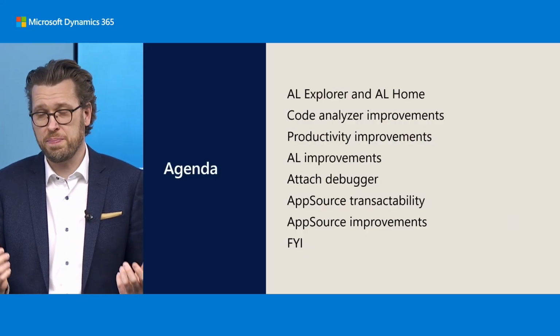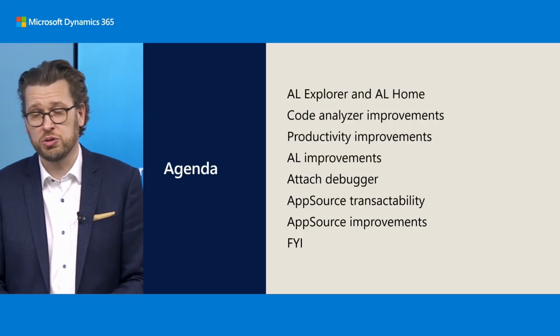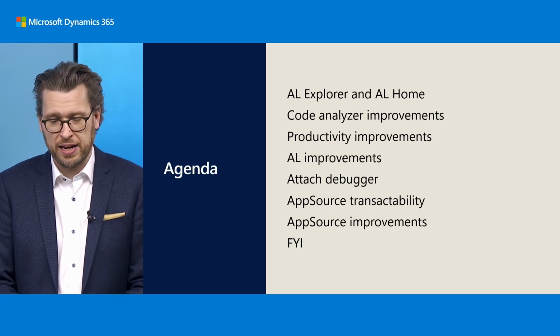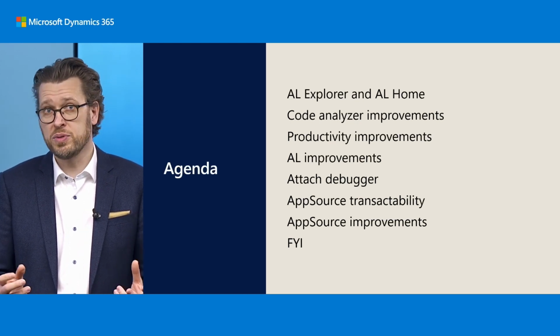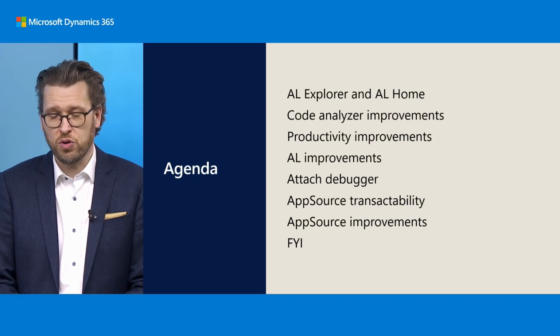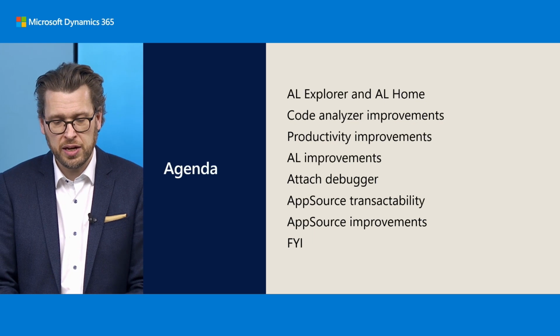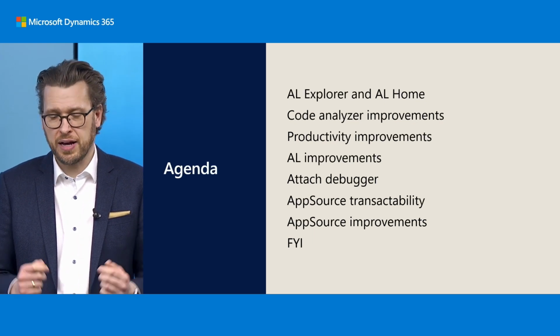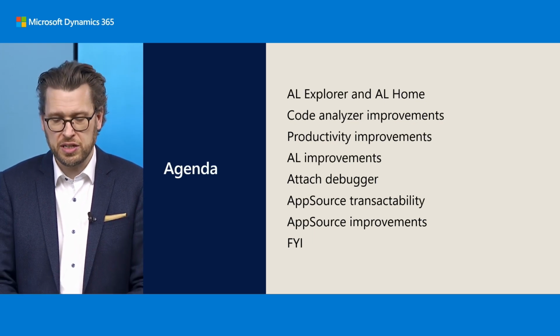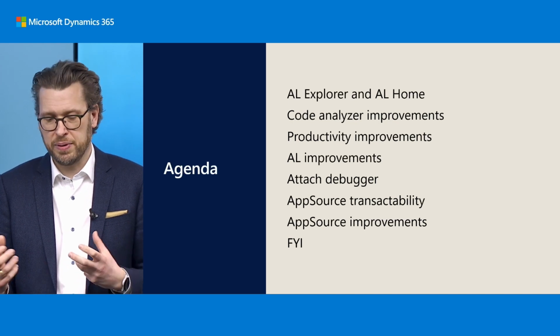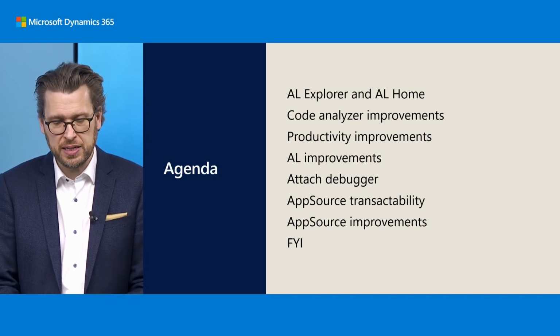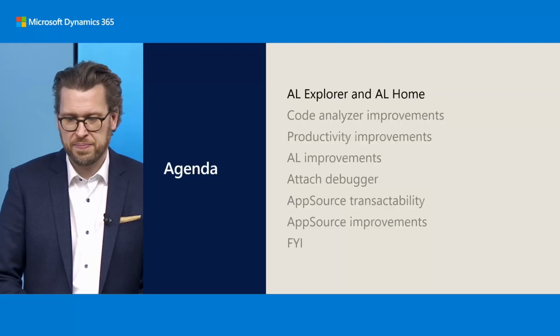Today we have a packed agenda. We will show you the new AL Explorer and AL Home, some improvements to the code analyzer performance, a lot of productivity improvements and AL improvements. We're going to show you how you can now attach the debugger. I'll talk a little bit about app source traceability, as well as improvements to the app source processes. And at the end, I'll also share a couple of messages with you.